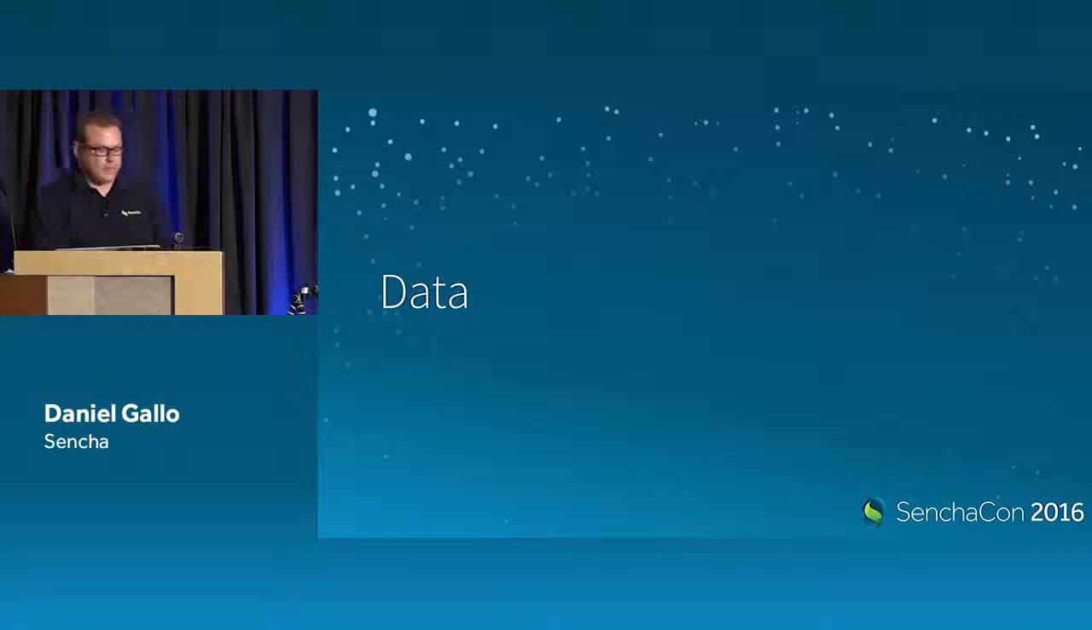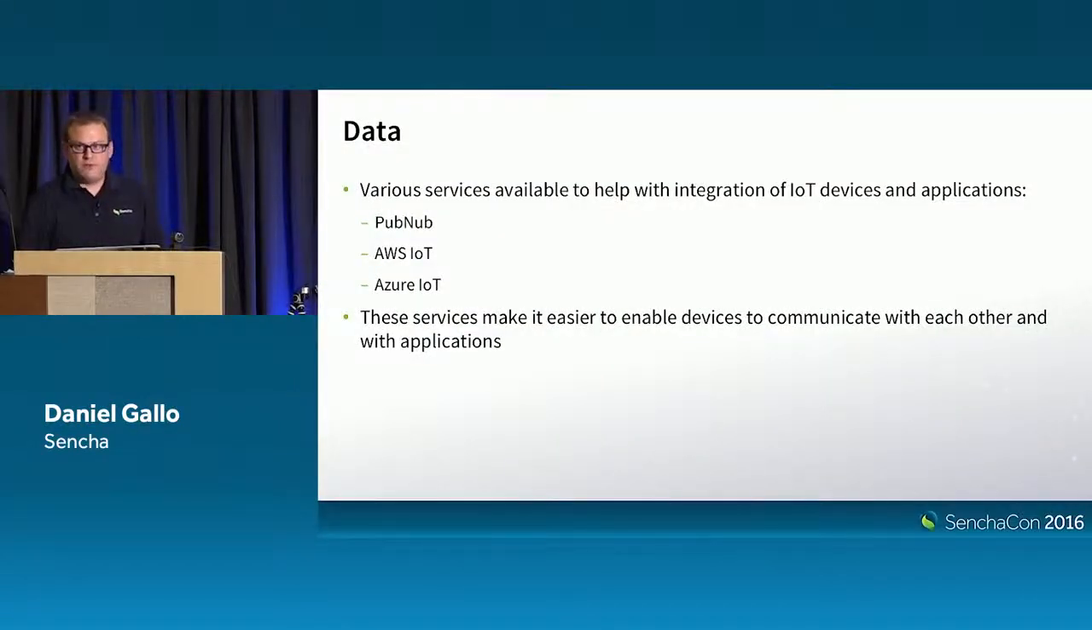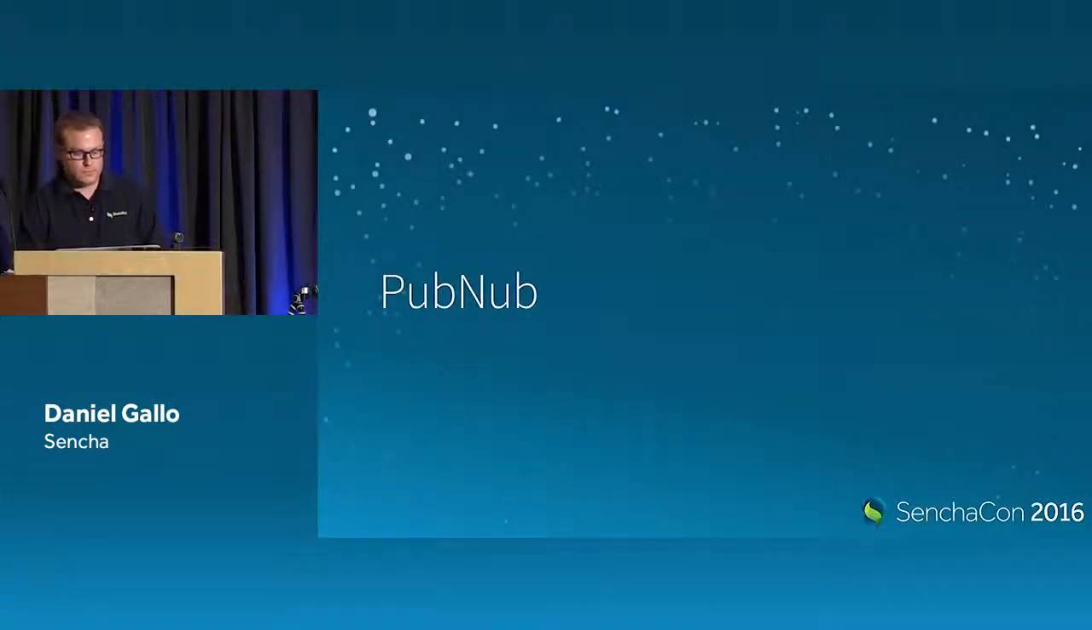So next, let's talk about data. There are various services available to help with integration of IoT devices and applications. These are just a small subset. So there's PubNub, there's Amazon Web Services, they have an IoT capability. There's also Azure, so Microsoft's own platform. And the idea behind these services is that they make it easier to enable devices to communicate with each other and with applications. I'm going to be focusing on PubNub in my demonstration today, so let's talk a bit more about that.